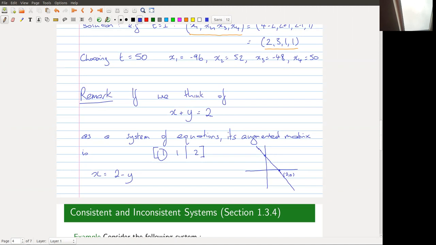Every point on it can be determined by choosing the y value, the y coordinate, freely, and then the x coordinate being determined by the equation x plus y equals 2. So this is a very simple example. Of course, you wouldn't really even call it a system of equations.